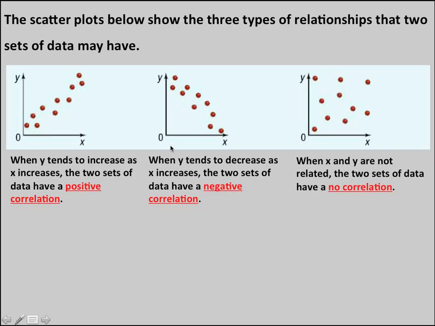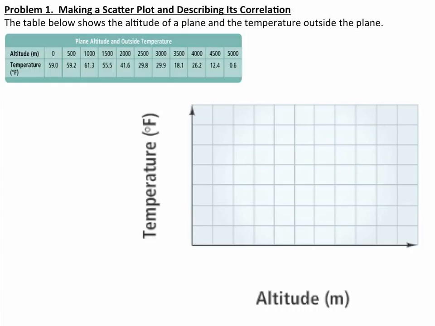All right. So positive: as x's get bigger, y's get bigger. Negative: as x's get bigger, y's get smaller. And then no correlation. There's really no trend to that data. All right, so we've got to make some scatter plots. It's very simple as long as we remember how to graph points. First number side to side, second number up and down. Label your axes, all that good stuff.